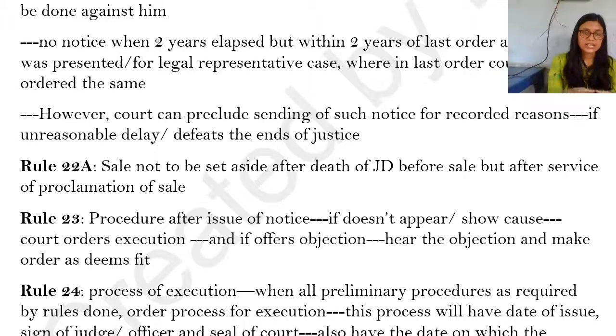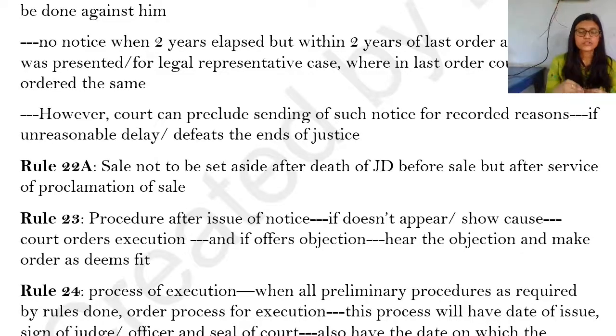Rule number 23 is the procedure on issue of notice. If that person was issued notice under Rule 22, did not appear, and did not show cause, then the court will order execution. And if he appears in opposition and objects, then the court will hear the objection and make any order as it deems fit.